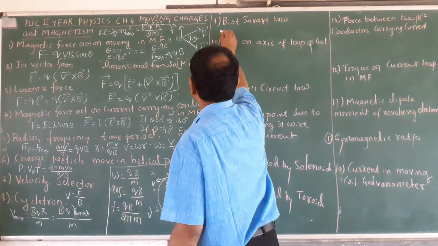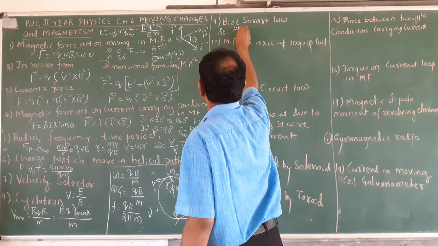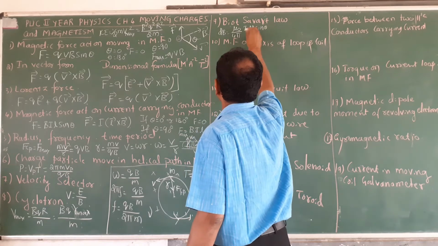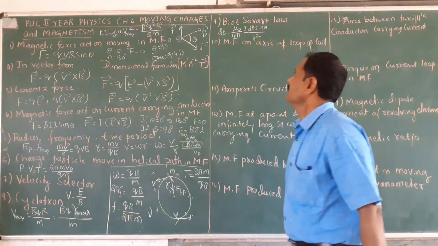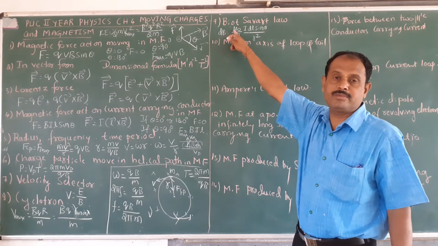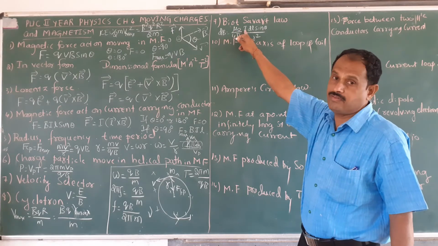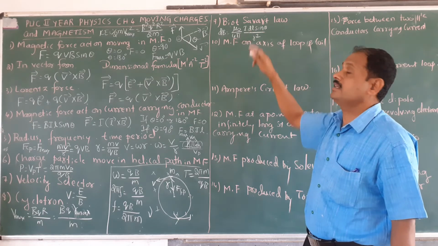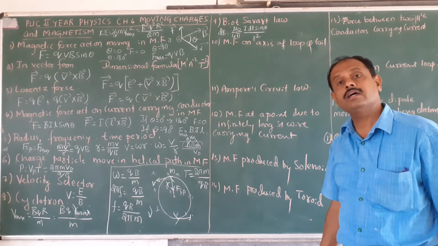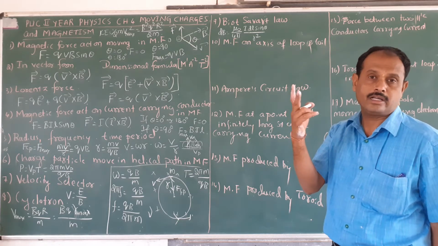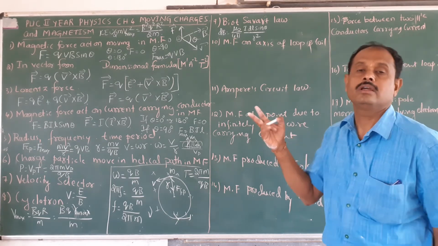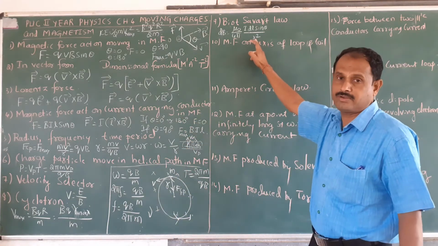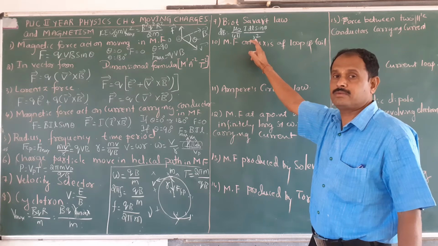That magnetic field dB is equal to mu naught upon 4 pi, I dl sin theta divided by r square. What is mu naught? Mu naught is the permeability of the medium, I is the current flowing through the conductor, and dl is the small element. Sin theta, theta is the angle between the direction of the current in the current element and the line joining the current element to the point. Then r is the distance of the point from the current element.